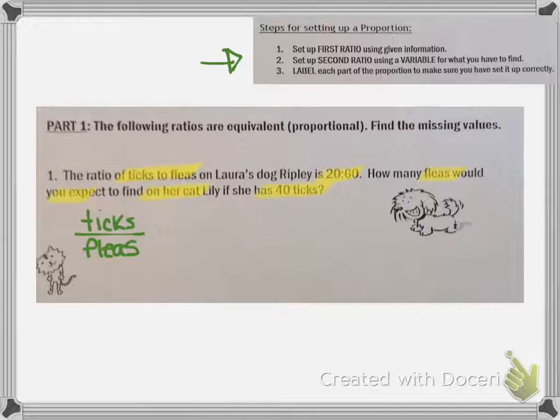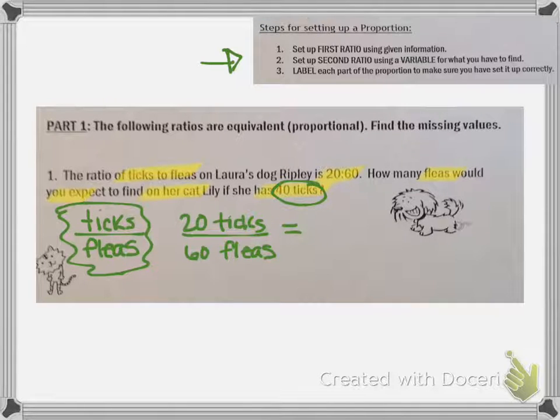Step 1 is to set up the first ratio given the information. The first ratio was that Ripley the dog has 20 ticks to 60 fleas. How many fleas would you expect to find on her cat Lily if she has 40 ticks? Here is the top part of our second ratio, because in our word ratio, ticks are on top. So 40 ticks, and it's asking how many fleas would you expect to find. I don't know fleas, so I'm going to put X for fleas and label it fleas. I don't know what that is yet.